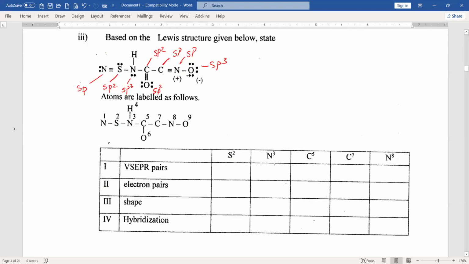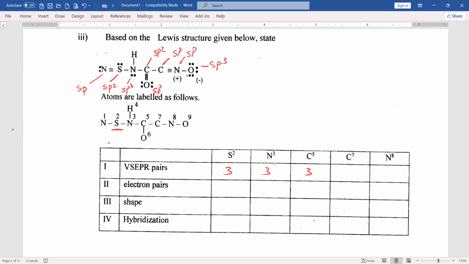Then VSEPR pairs around this sulfur. VSEPR pairs means sigma bonds and lone pairs. How many? 1 sigma in this triple bond, another sigma here and 1 lone pair here. That means altogether 3. Around N3, 1, 2, 3, 4. We have 4 repulsive groups. And C5 is this one. Around that only 3.